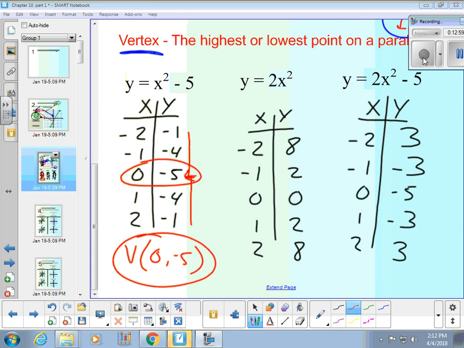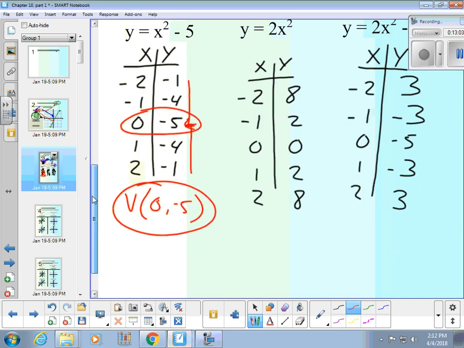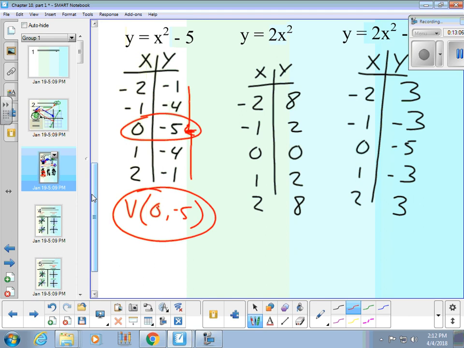So here are the tables for the other 2 equations we got up there. And you might again notice a pattern right now. This won't always be the case we're going to find, but in the ones we're doing today, notice that my vertexes end up being that middle point, 0, 0. And in this case, 0, -5.